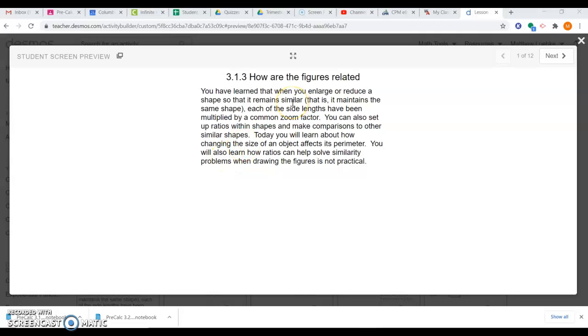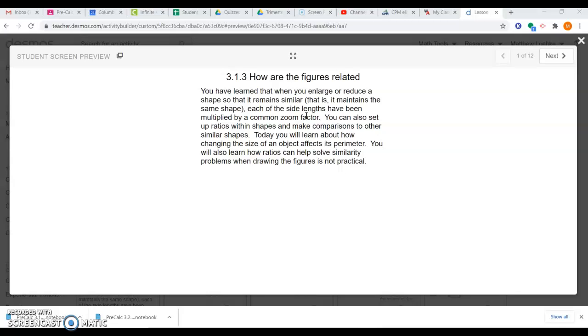Okay, here is the video guide for lesson 3.1.3, focusing more on our dilation and similar figures. So in combined lesson 3.1.1 and 3.1.2, we learned a little bit about dilation, which is growing or shrinking a shape by a common zoom factor, meaning all the side lengths are growing by the same zoom factor or being multiplied by the same thing.